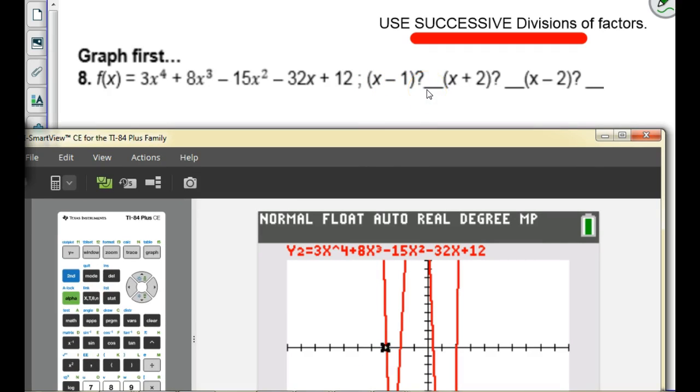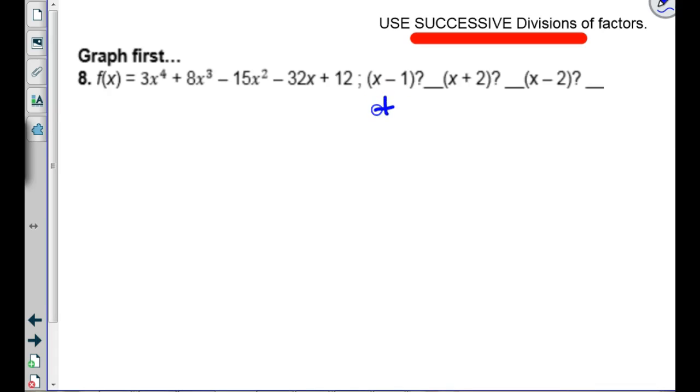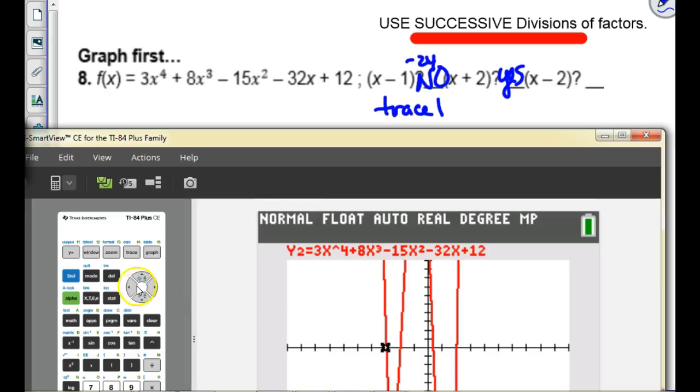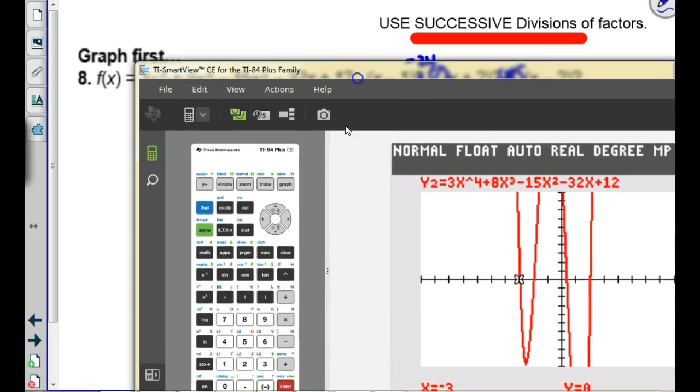So how do we test that? Yeah, test 1. Is 1 a zero? Go trace 1, and we get out what? Okay, that's not going to be a zero. Was -2 a zero? And is x minus 2 or +2 a zero? Anybody type that one? Trace 2. 2, enter. It says at the bottom it's a zero, right?